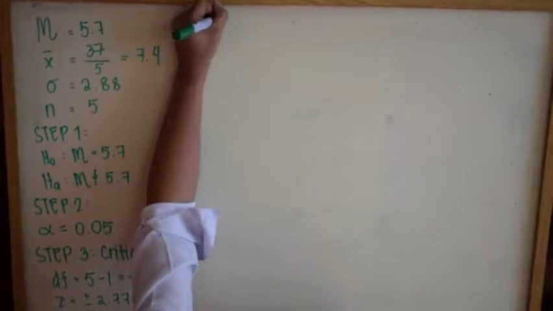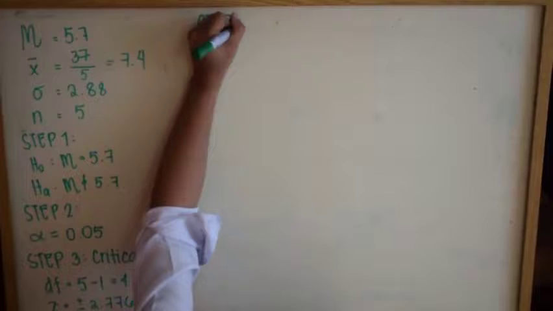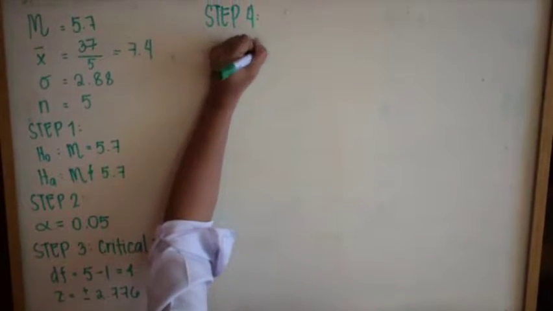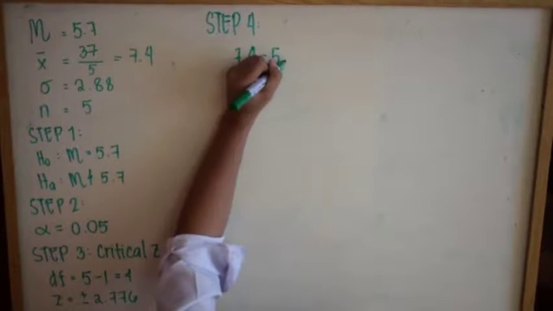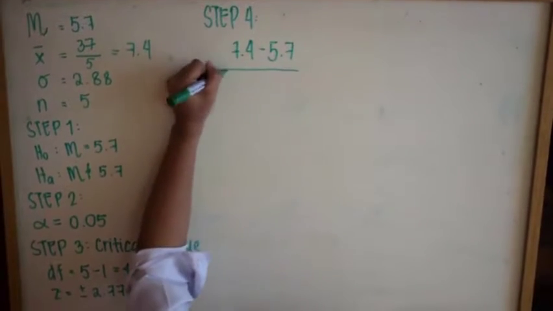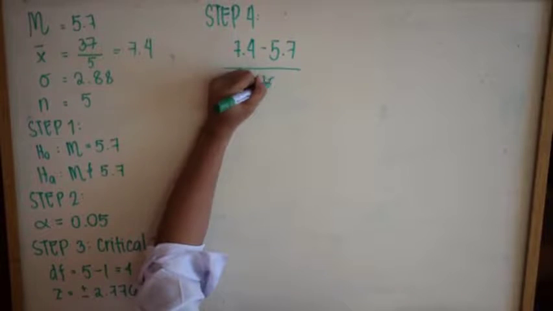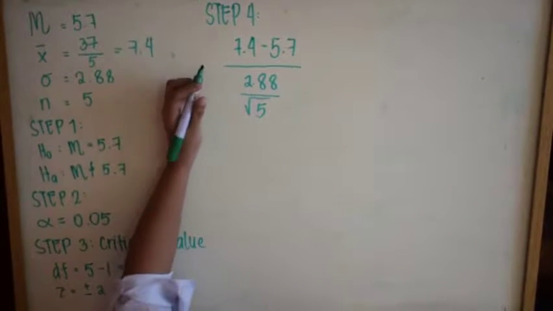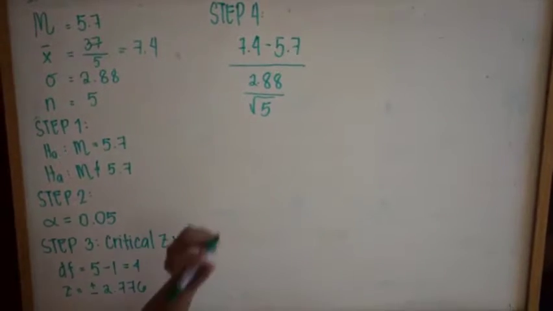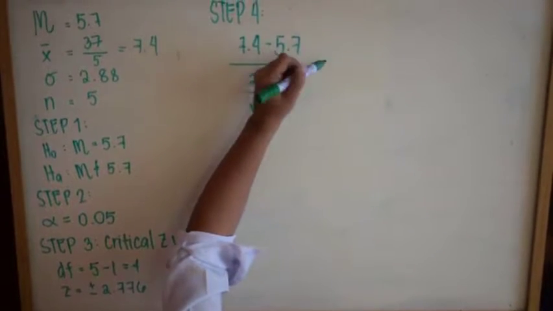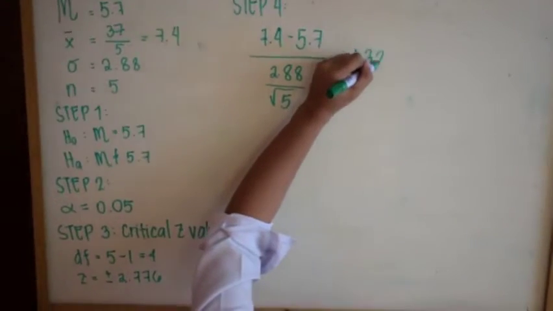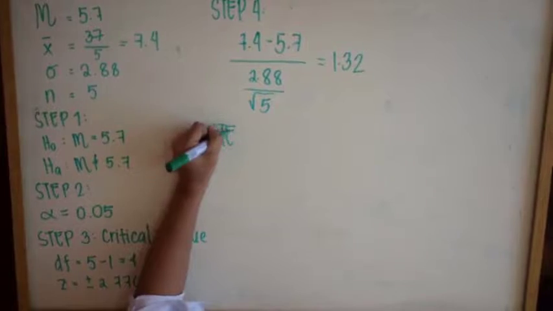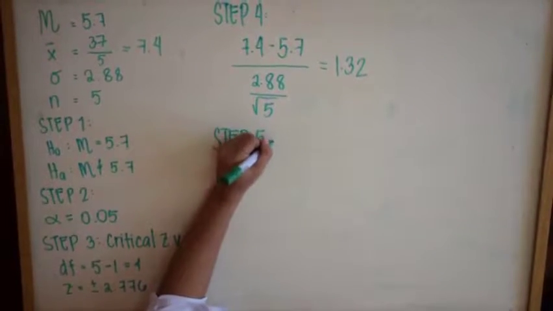Step 4. We need to compute. Sample mean 7.4 minus the mu of 7.5 over standard deviation of 2.88 over square root of 5, which is equal to 1.32. Next, we need to input it in the normal distribution curve.